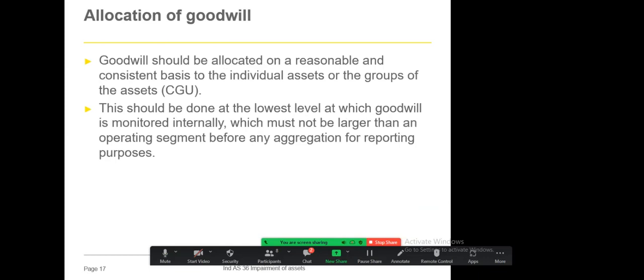Okay, coming on to the next very important aspect, allocation of goodwill. Allocation of goodwill means that in the books of accounts of a company, we already have a goodwill that is existing in the books of accounts. So how will we allocate that goodwill? That goodwill should be allocated on a reasonable and consistent basis to the individual assets or the group of assets. So that means if you are impairing any goodwill, how do you need to impair that goodwill?